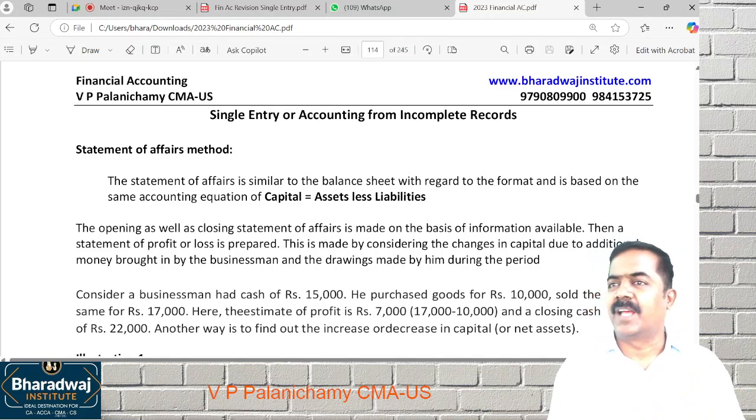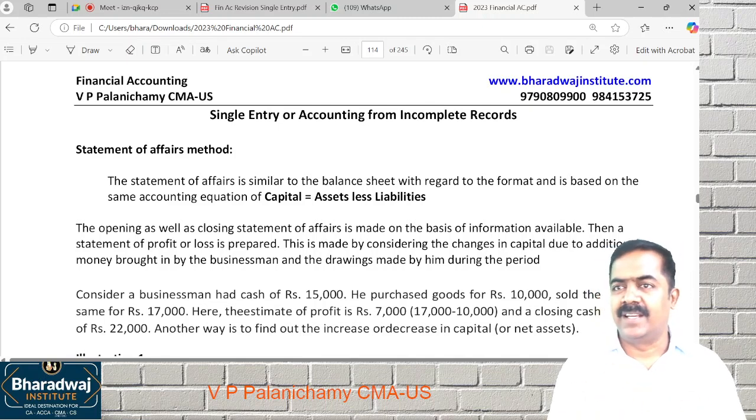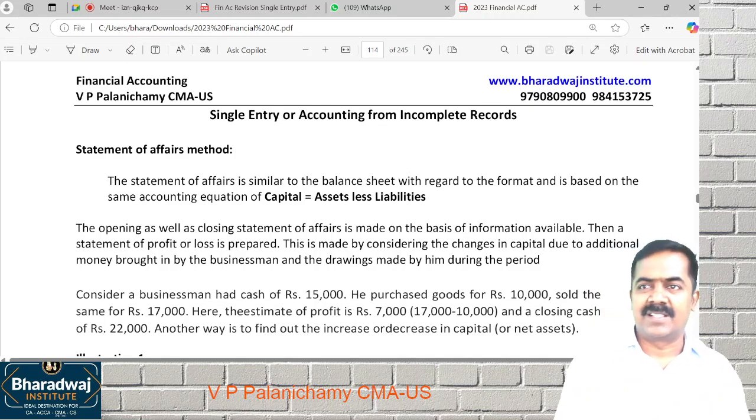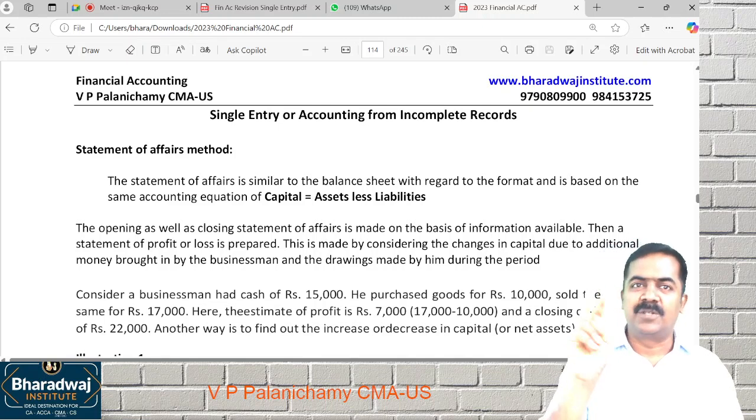Simple. Accounts are not kept in a complete way. With pieces of information available, with assets and liability detail, with collections and payment detail, based on memory, based on certain small chit books, notebooks, the rough works, we try to work out the profit or loss and prepare a balance sheet. There are two methods we had seen.